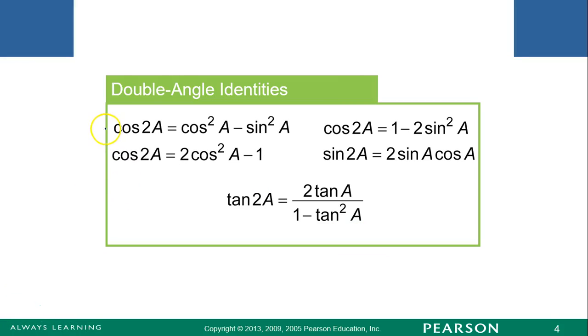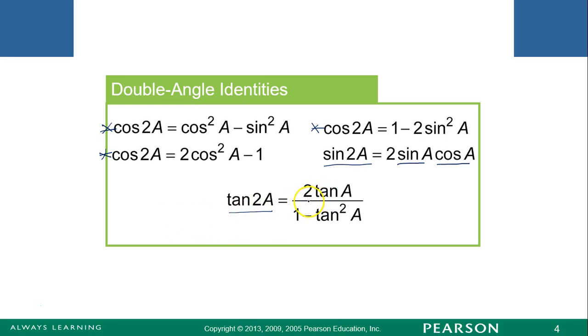All right, so we looked at these. These are all of our cosine double angle identities. Sine and tangent only have one identity, so it's pretty straightforward. You have to have sine, you have to have cosine, these two values, in order to use this to find the double angle. Okay, and then same thing goes with tangent.